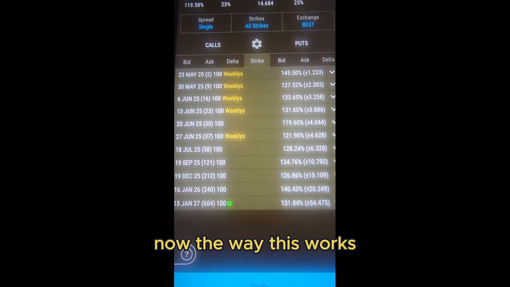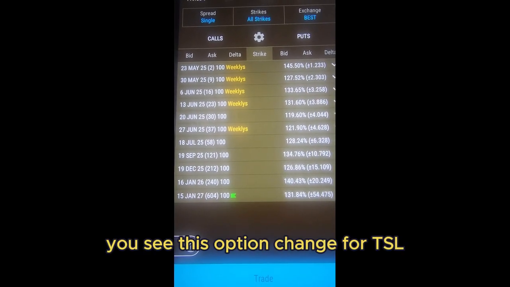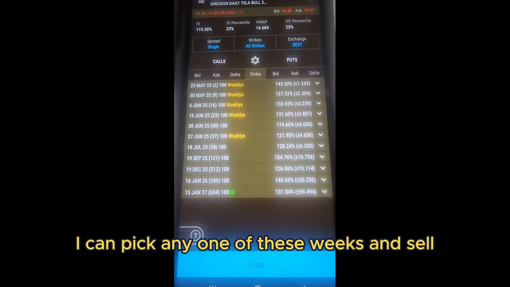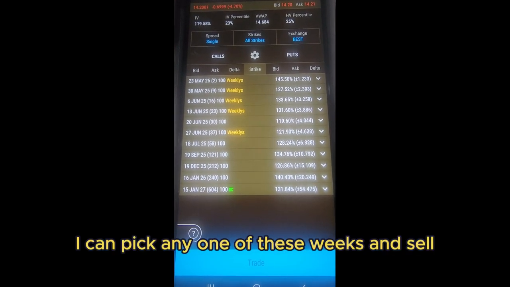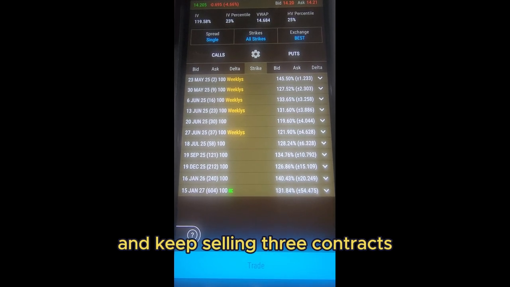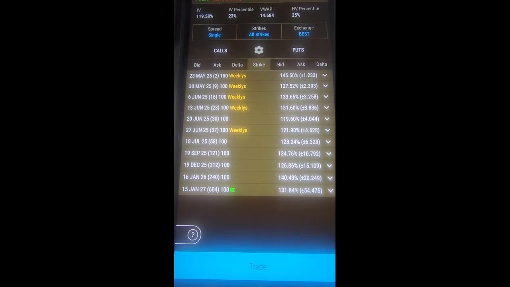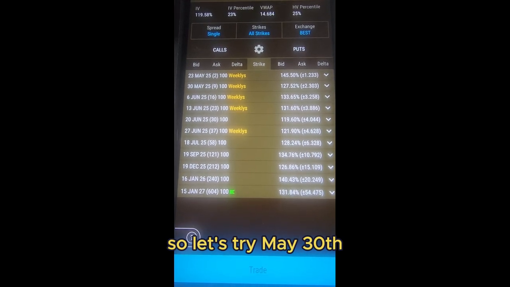Now the way this works, you see this option chain for TSLL. I can pick any one of these weeks and sell, and keep selling, 3 contracts against the 3 contracts that I bought. So let's try the 30th of May.